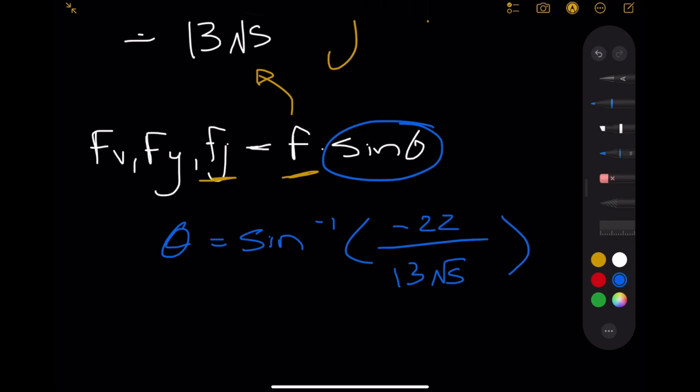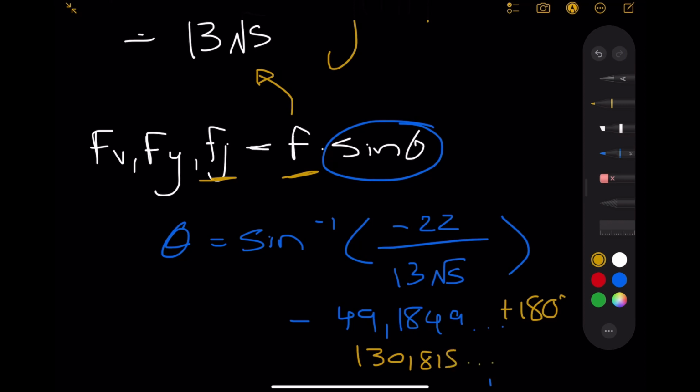If you sub this into your calculator, you should get minus 22 divided by 13 root 5. You get minus 49.1849..., and then you're going to add 180 degrees to this, and so you're left with 130.815, which we'll just put as 130.82. So yeah, that's it.